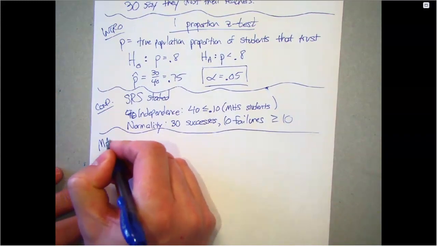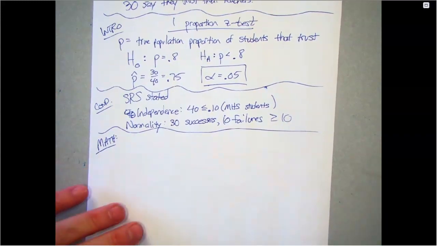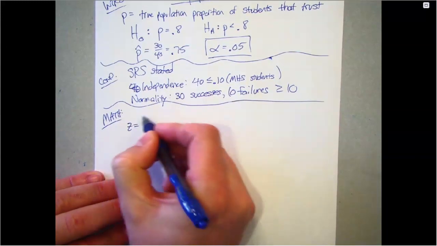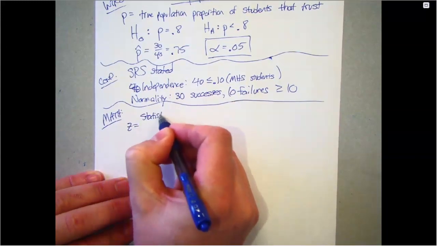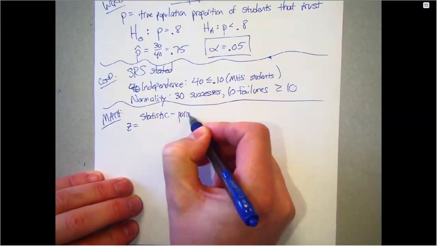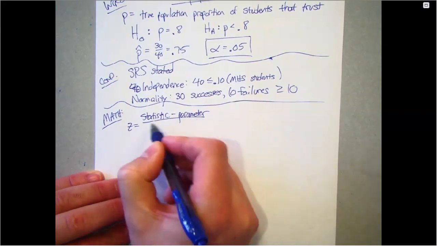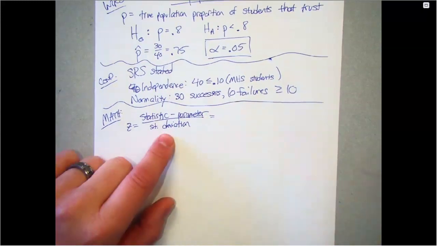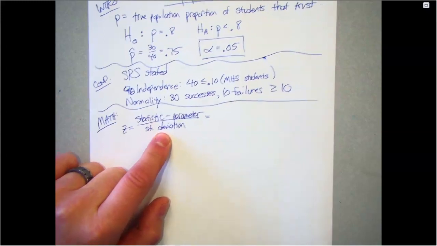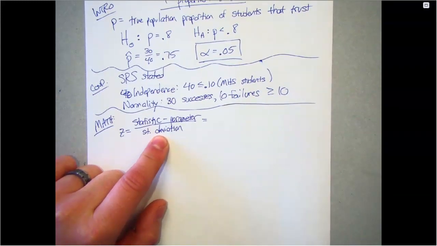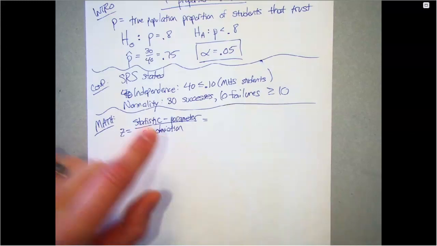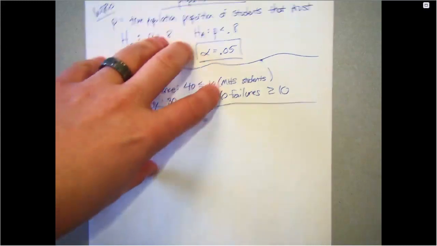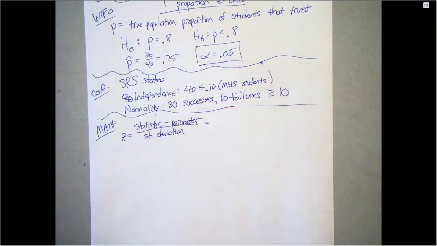All right, math time. So Z is always equal to the statistic minus the parameter divided by the standard deviation. So that's writing the formula in words. Realize that I've already reduced this down as much as you can. If you start trying to reduce down what I'm writing, you're missing important things. So don't. I've already shortcutted it. You can't shortcut anything I'm doing. You have to show all these steps, or you're going to lose points.